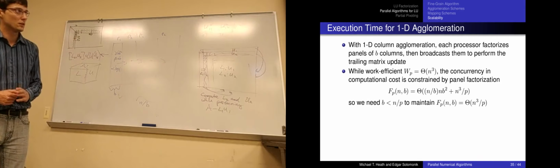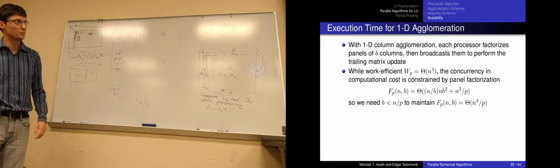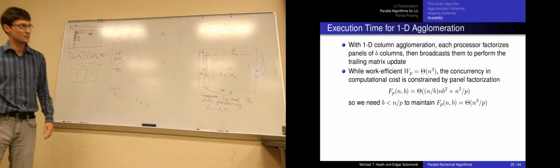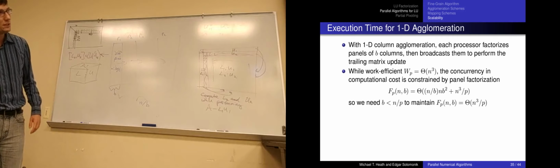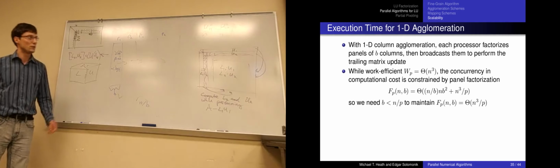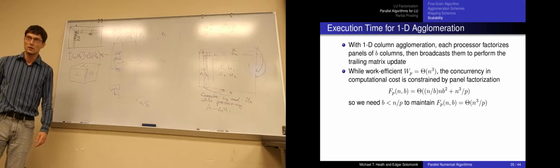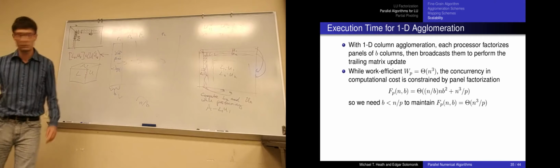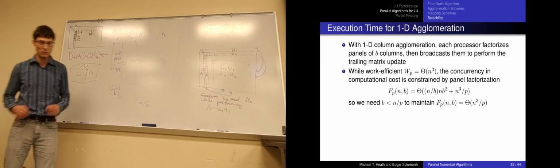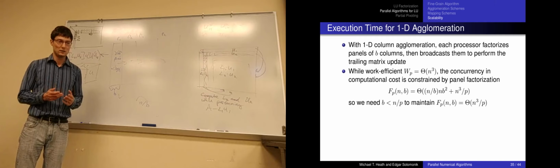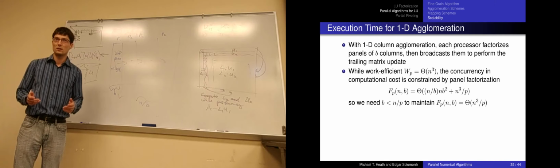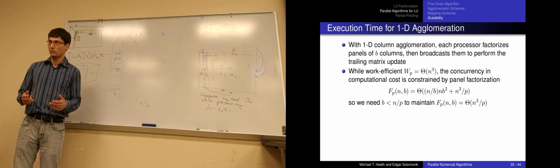So in particular, it would be when B is greater than n over P. In that case, you actually don't have the full matrix blocked among all the processors again. But the point I wanted to show is that it's not the problem that the algorithm is not work efficient. The problem is that the algorithm is not concurrent.